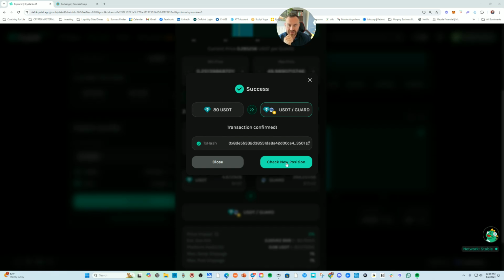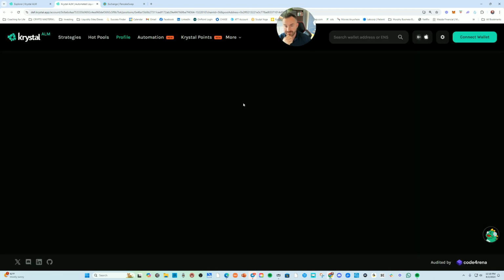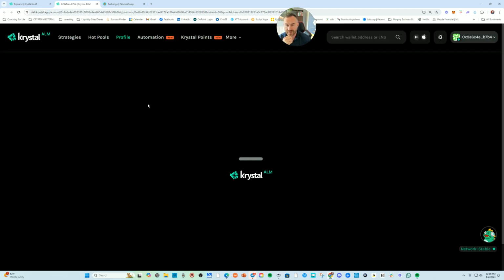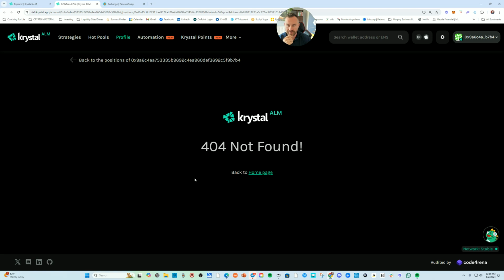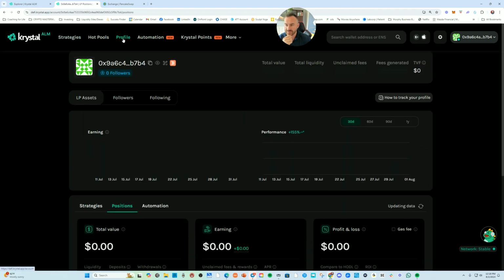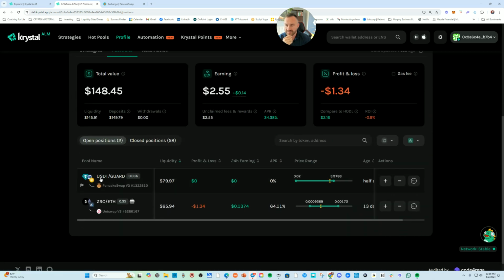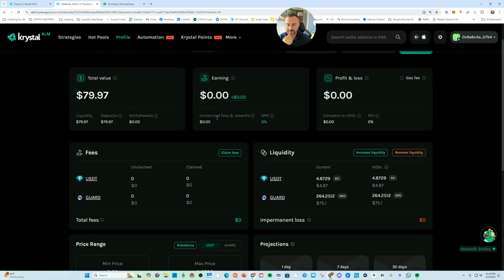And then we get success, and I could check new position. All that does is redirect me to the profile section of Crystal, where I can view current open positions. Oh, not found. Well, that's okay. Back to homepage, profile, and scroll down, and there it is, USDT Guard. I can click on it here. It's going to show me what I got. Not really anything to look at right now, but we know we've got $80 of liquidity in there, $79.97. Then I still have my 20%.